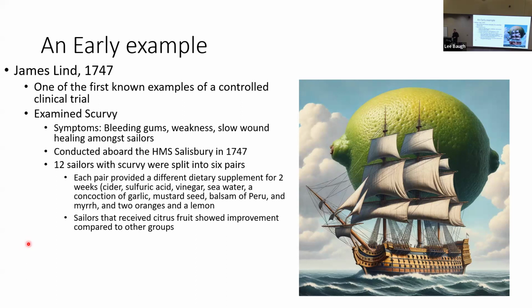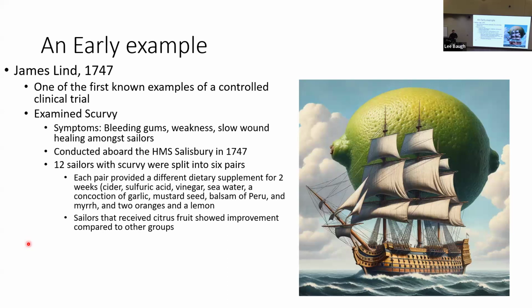So he came up with different supplements to add to their diet and then wanted to see what effect they had. So cider, sulfuric acid, vinegar, seawater, a concoction of garlic, mustard seed, balsam of Peru, and myrrh, and 2 oranges and a lemon. And what he saw was that sailors that received the citrus fruit showed improvement compared to other groups.